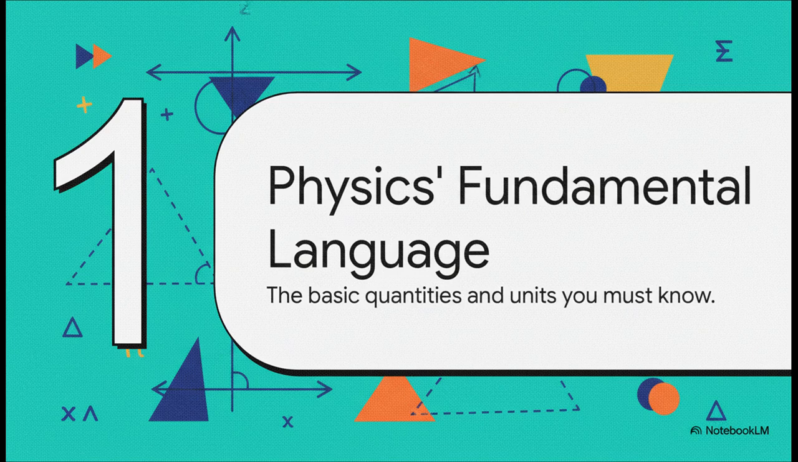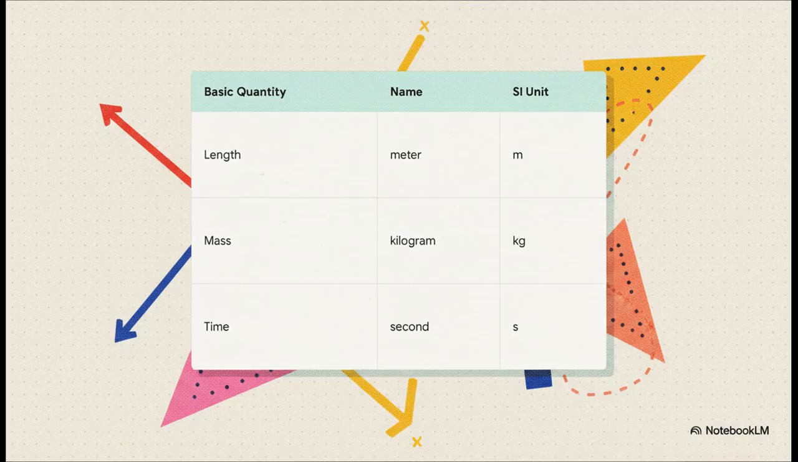Okay, Section 1. Physics Fundamental Language. Look, before we can solve for anything, we have to be speaking the same language. And in mechanics, that means knowing the basic quantities and their units. In classical mechanics, it's kind of wild, but everything, and I mean everything, just boils down to these three basic quantities: length, mass, and time. Their official standardized SI units are the meter, the kilogram, and the second. Every other thing we're going to talk about, like velocity or force, is really just some combination of these three. They're the ultimate building blocks.